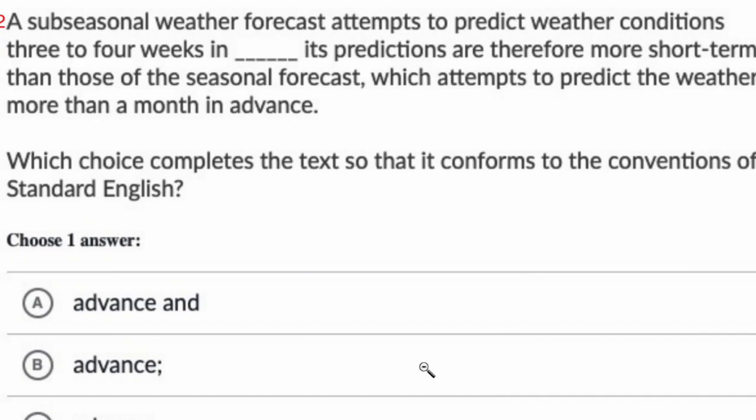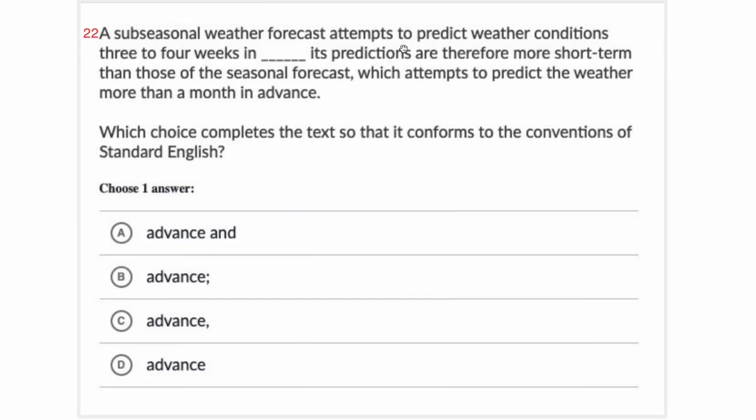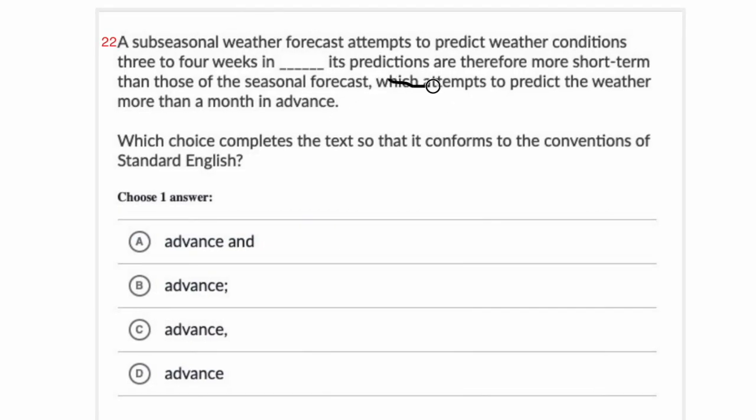Few more. A subseasonal weather forecast attempts to predict weather conditions 3 to 4 weeks in advance. Blank. Its predictions are therefore more short-term than those of the seasonal forecast. So here I'm going to go ahead and just get rid of that because that is kind of peripheral to what we're looking at.